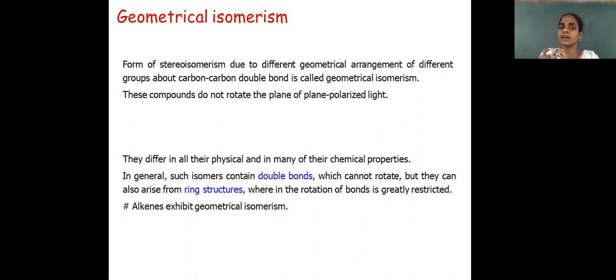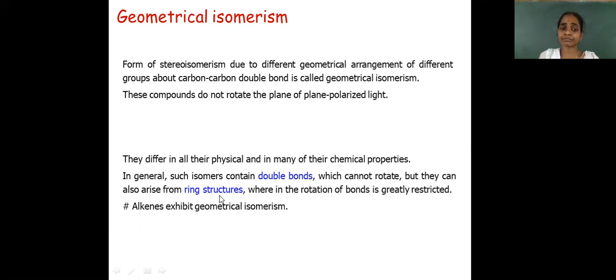So in alkenes, there is a carbon and a carbon, double bonded. Between the carbon and the carbon there should be a double bond. The spatial, geometrical arrangement of atoms in an alkene, a carbon double bonded carbon, such isomerism is called geometrical isomerism. Again, these compounds do not rotate the plane polarized light, and they show different physical and chemical properties.